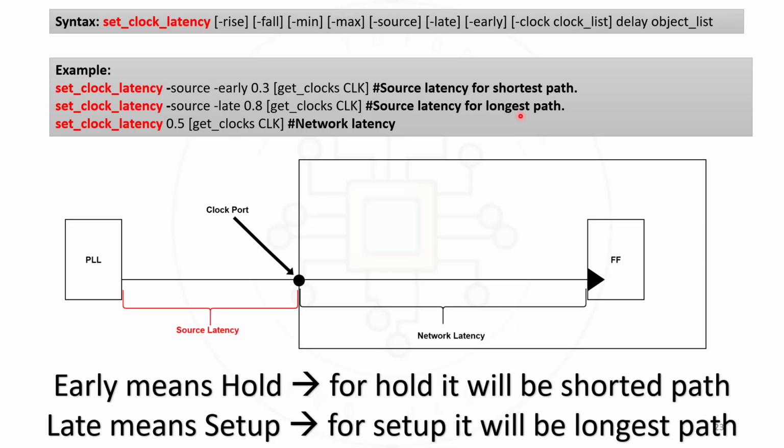If you want source latency for the longest path, then you have to give set_clock_latency -source, here -late. Late means setup, and for setup it will be the longest path. Suppose you are not giving anything, like set_clock_latency 0.5 get_clocks CLK, as you are not giving -source, by default it will be network latency.